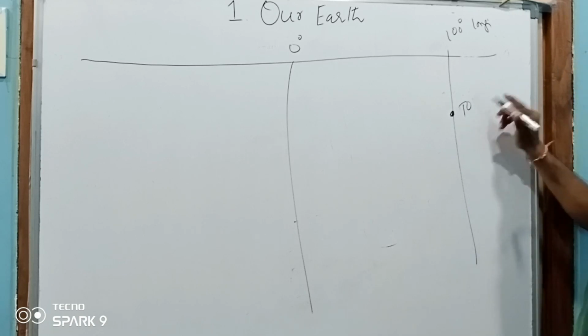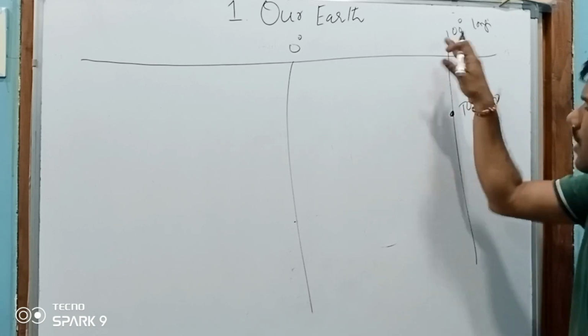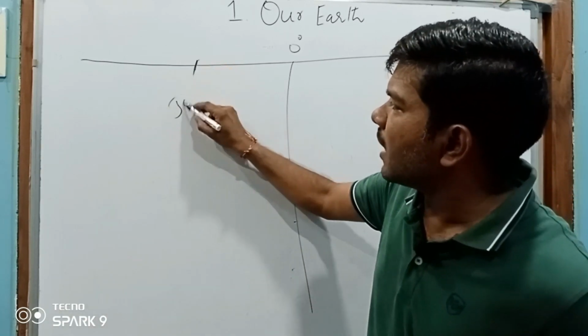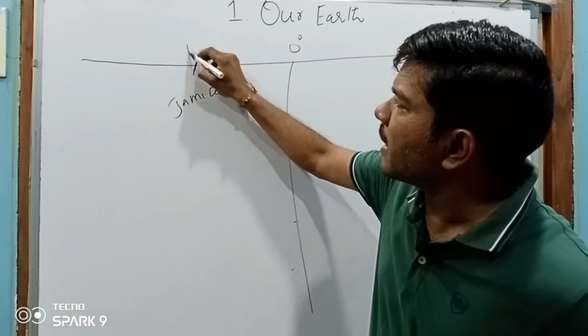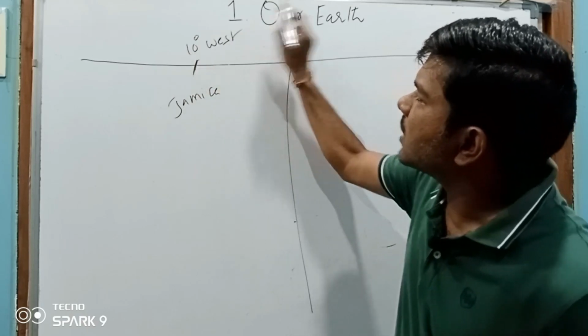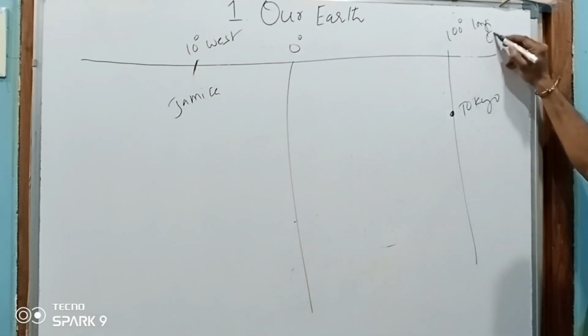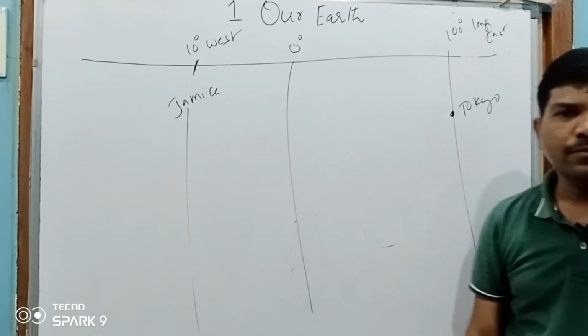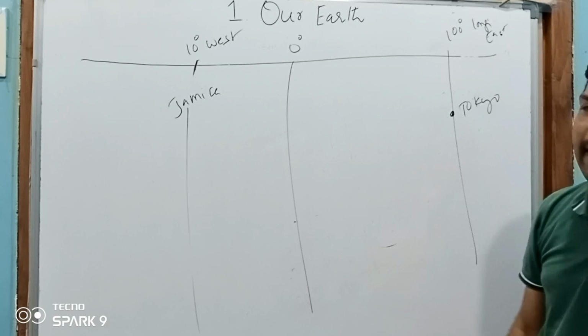Okay, Tokyo is at 100 degrees east longitude, and Jamaica is at 10 degrees west. So what is the time difference between Jamaica and Tokyo?